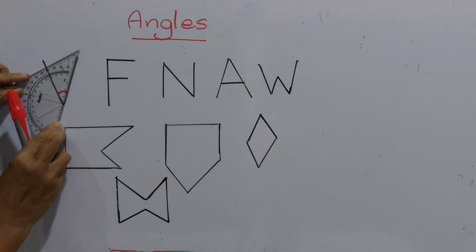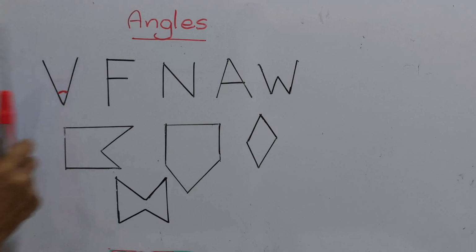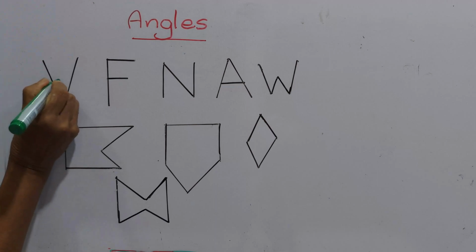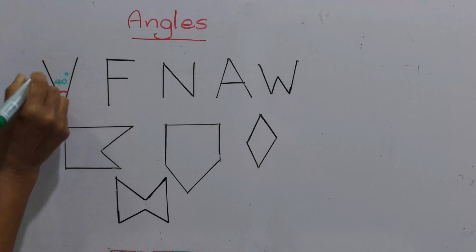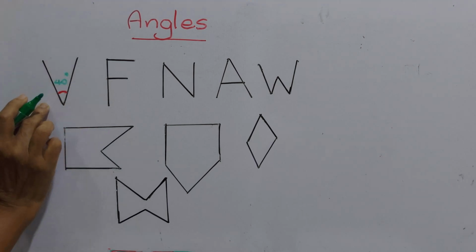Right, now imagine what will be the measurement of this acute angle. It tells us that it is 40 degrees. 40 degrees inside this letter V, that is the acute angle.